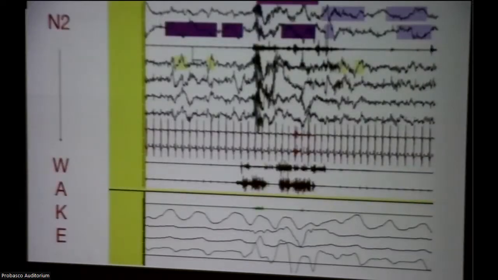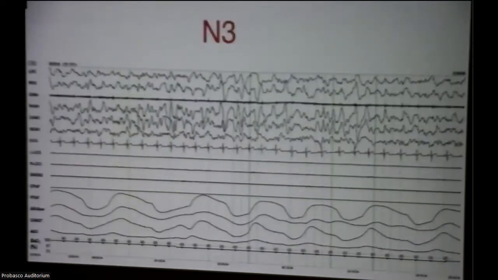This is to illustrate a transition from N2 to wake. You can see, after the second magenta colored box, there's a change in the frequency. Before then, you see eye movements, you see K-complexes, you see sleep spindles, and then there's an arousal where you see an increase in EMG tone, and you see a change to a posterior alpha rhythm. You also get a clue from the limbs down, where they start moving as this person wakes up.